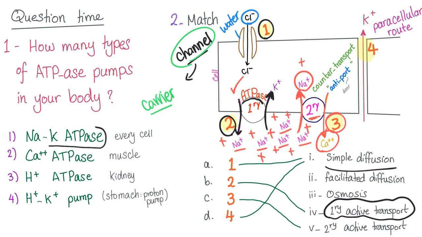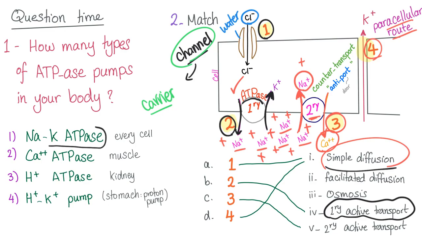I'll give you a pearl. If you transport two molecules against their concentration gradient or against their electrochemical gradient, you're primary active. If you only transport one against its concentration gradient, it's called secondary active. Very cool. How about number four? This is the paracellular route. Another example of simple diffusion.